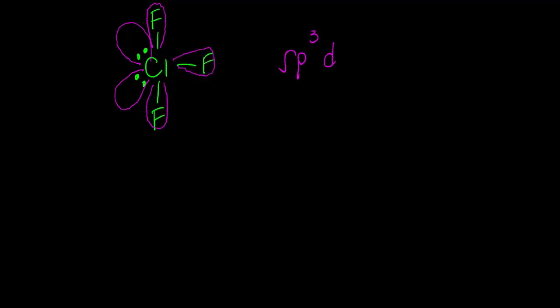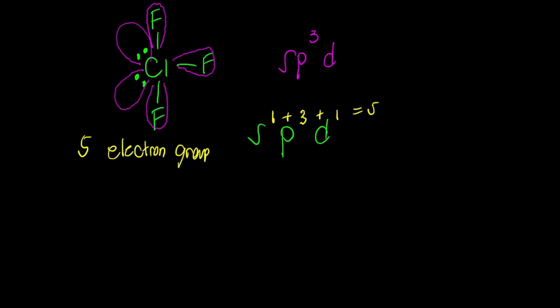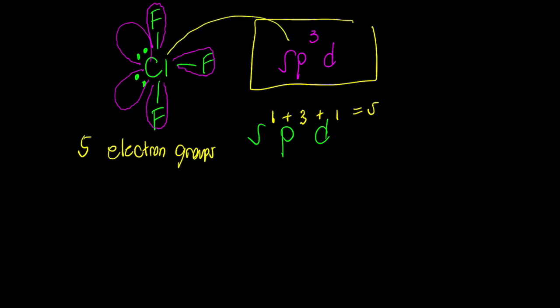Now, how do you remember this? Okay. The way you remember this is that in the periodic table, there's only one s orbital, right? The s block. There are 3 p orbitals maximum. 1 plus 3 is 4. We need 1 more to get 5, right? So 1 plus 3 plus 1 is 5, and that matches the total number of electron groups of this crazy-looking molecule. Okay, so that's sp₃d hybridized.